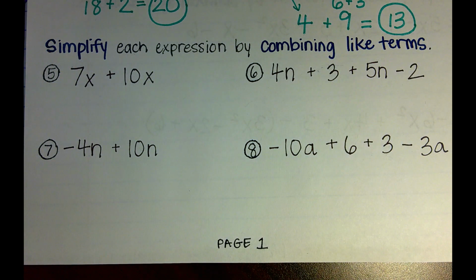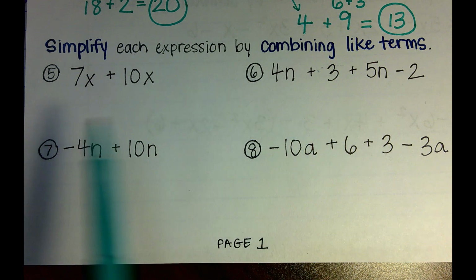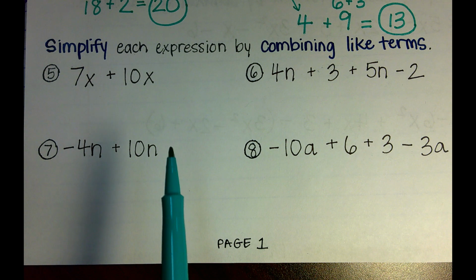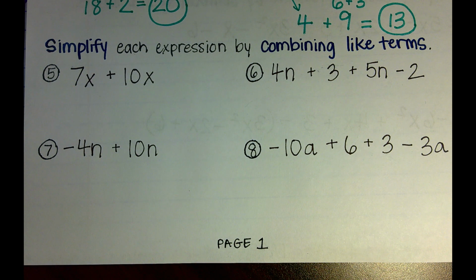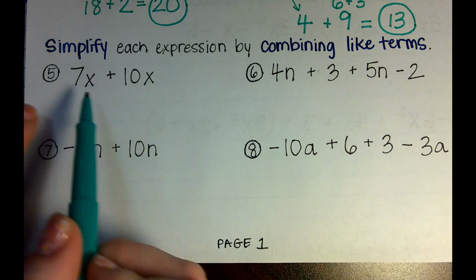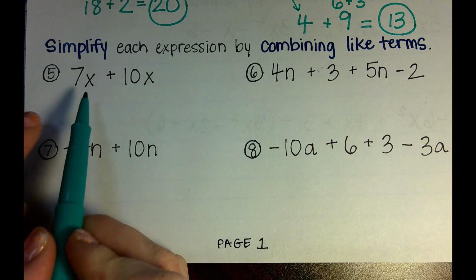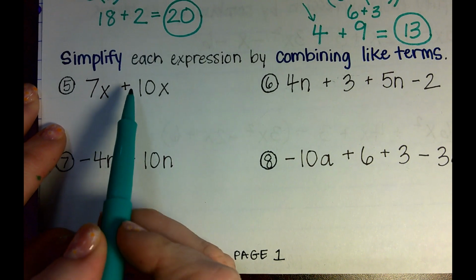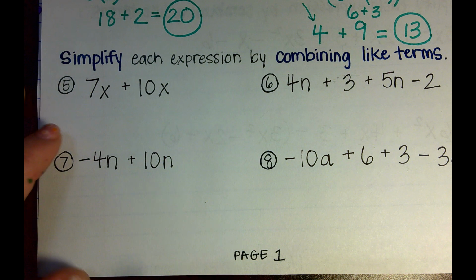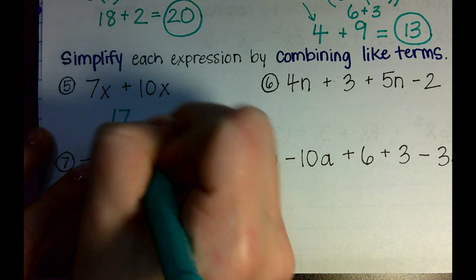So can somebody remind me, what does like terms mean? Same symbols, yes. And by symbols, do you mean the variables? The x's, the n's, the a's. Yes, all the variables. If it has the same variable, we can put them together. So for number 5, I have 7x plus 10x. 17x. Good.